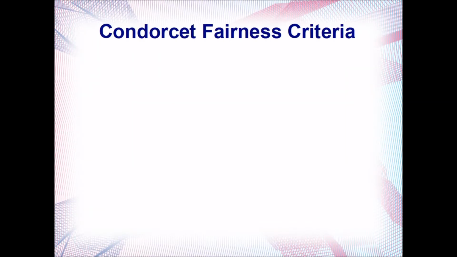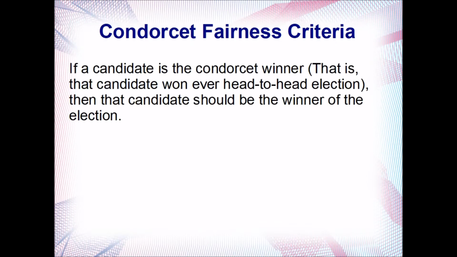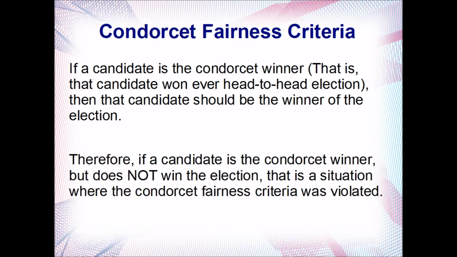The second criteria is called the Condorcet fairness criteria. This says that if the candidate is the Condorcet winner, that is, that candidate won every head-to-head election, then that candidate should be the winner of the election overall. Therefore, if the candidate is the Condorcet winner, but does not win the election, then this is a situation where the Condorcet fairness criteria was violated.